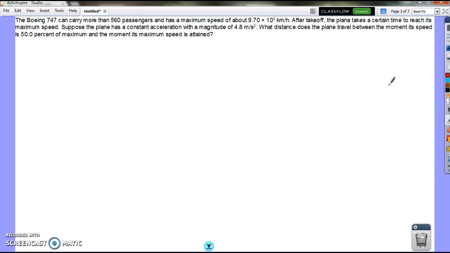The Boeing 747 can carry more than 560 passengers. It has a maximum speed of about 9.7 times 10 to the 2 kilometers per hour. After takeoff, if the plane takes a certain time to reach its maximum speed, suppose the plane has a constant acceleration with a magnitude of 4.8 meters per second squared.